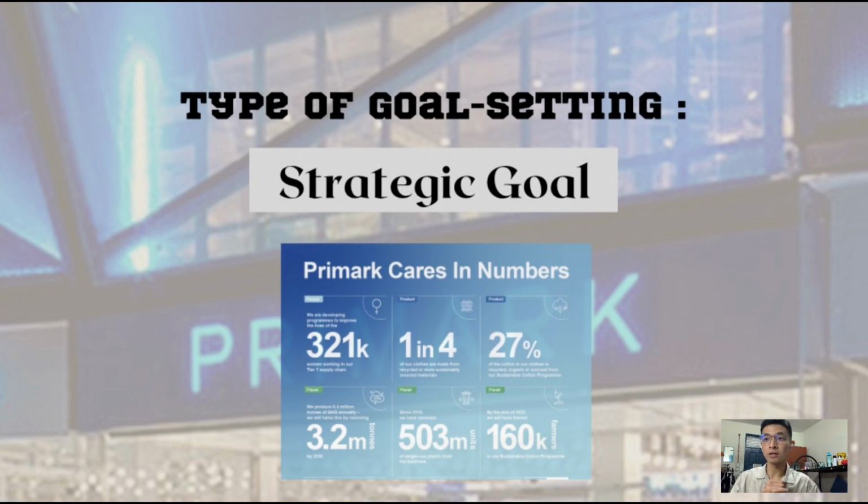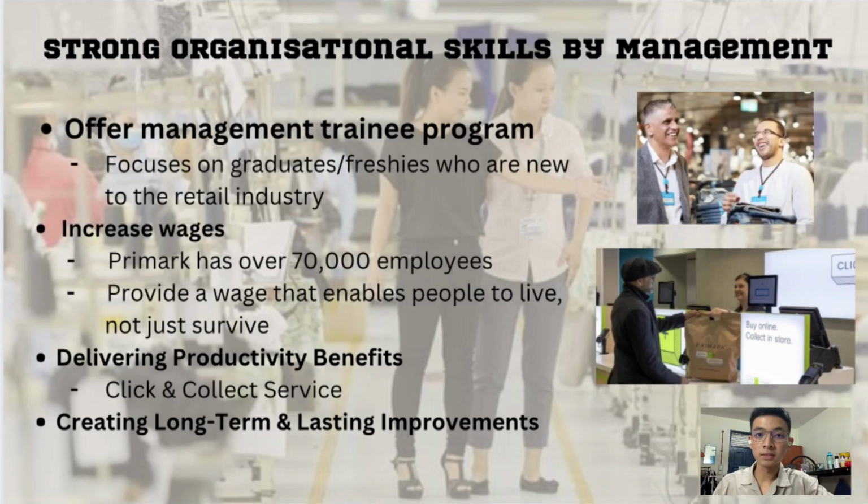For product, for example, 27 percent of the cotton in their clothes is recycled organic material or material sourced from their sustainable cotton programs. And for planet, they reduce a lot of GHG annually. They also train lots of farmers in their sustainable cotton program. Besides, goal setting of Primark focuses on strong organization skills by management too. They offer a management training program, which I mentioned earlier, aimed at graduates who are new to the retail industry, on their buying ability, because Primark wants to find sources for their company worldwide with the price as low as possible for their customers.